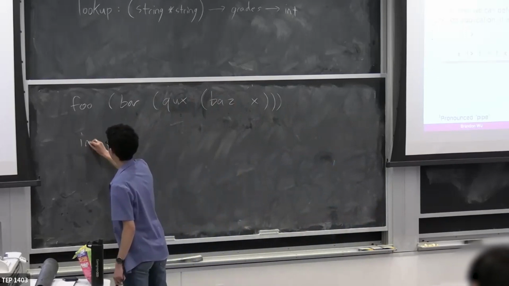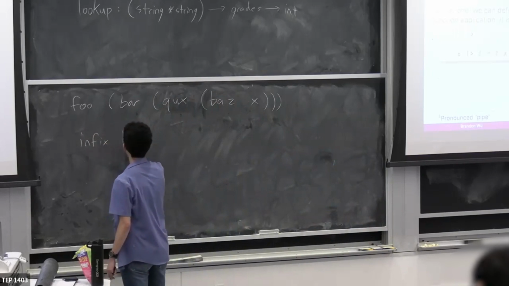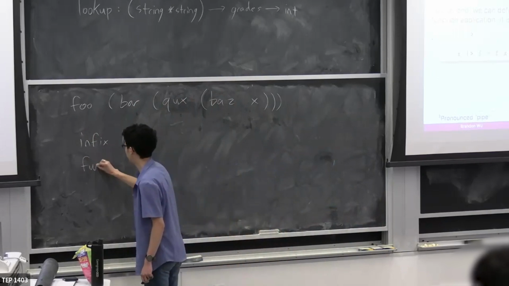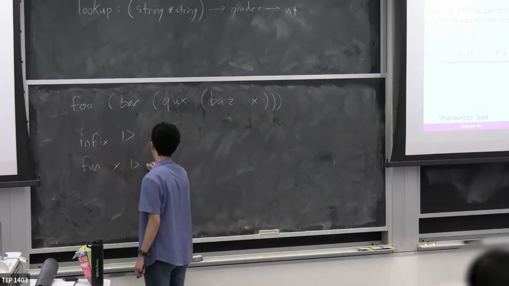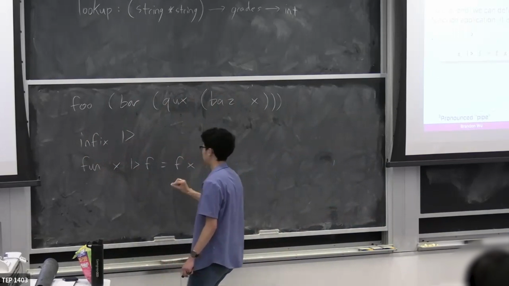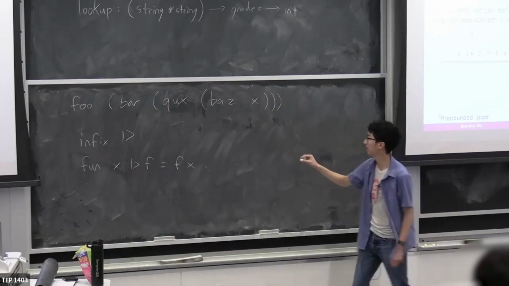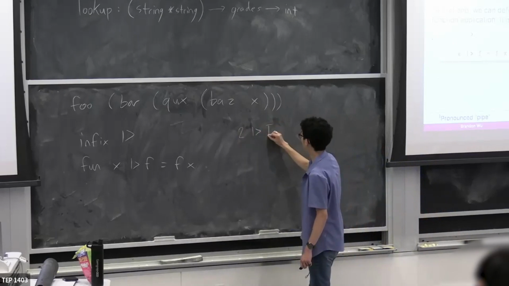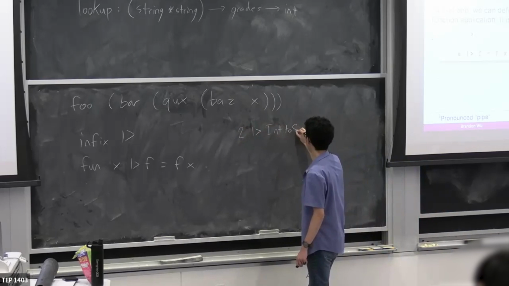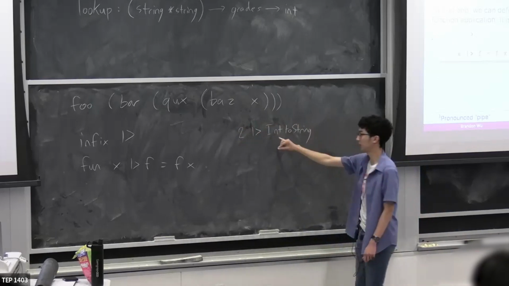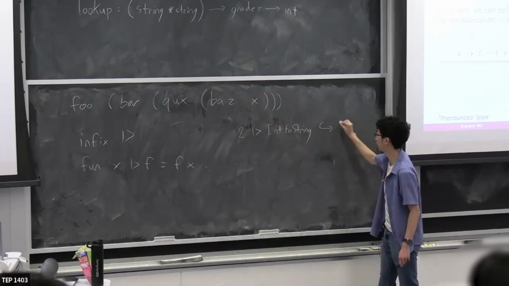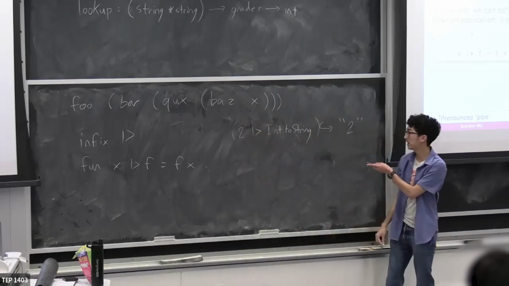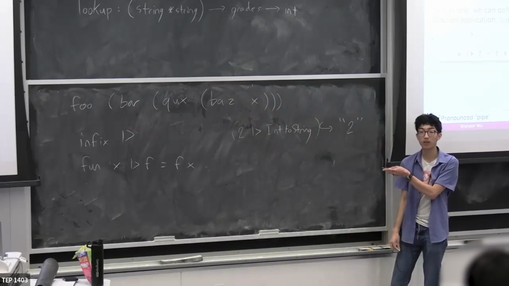Here's the thing. I'm going to define this operator. It's going to be called pipe. Here's the definition: x pipe f is equal to f applied to x. That's all it is. If I have something like 2 pipe Int.toString, the Int.toString library function, this eventually reduces to the string "2". Does that make sense? So the function now comes after the argument.